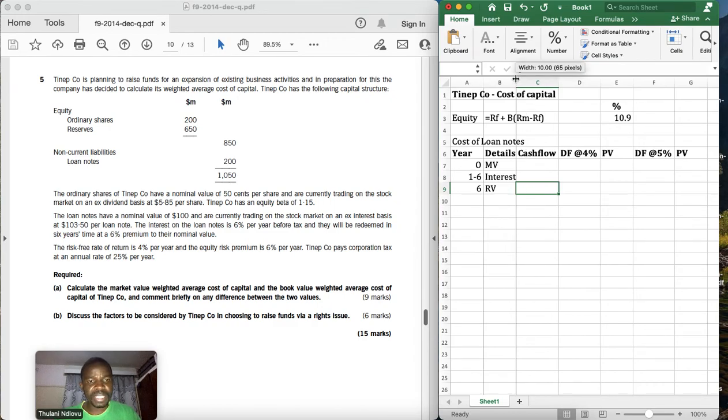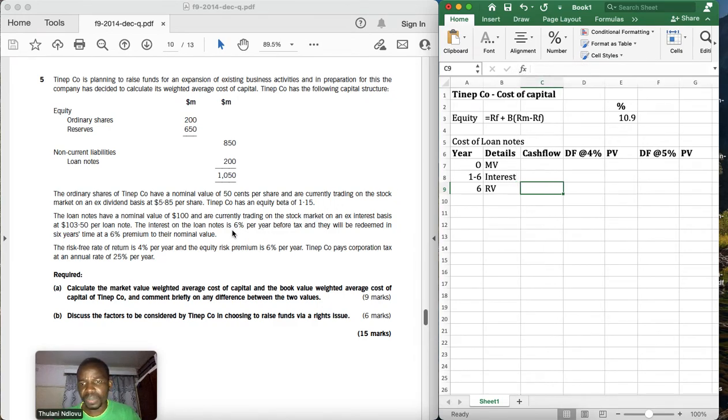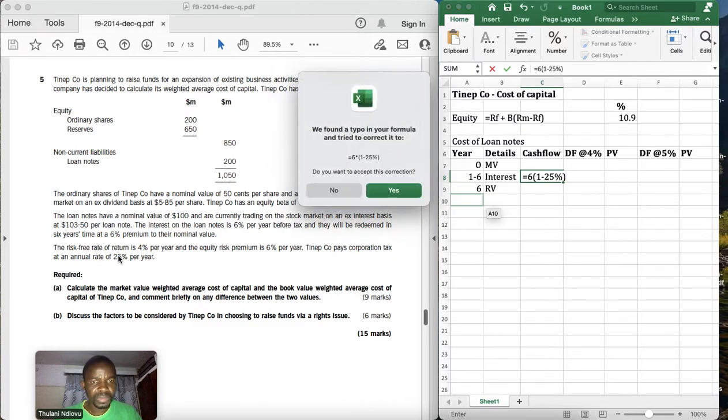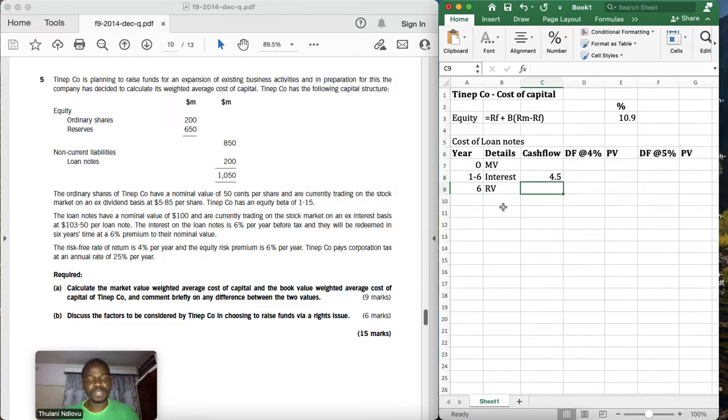Now the interest, take note of the interest. The interest on the loan is 6% per year before tax. Every time we want the interest after tax. So 6% of the nominal of 100, it's $6. Then we say $6 multiplied by 1 minus the tax rate. The tax rate, we are given the tax rate as 25%. We get $4.50.